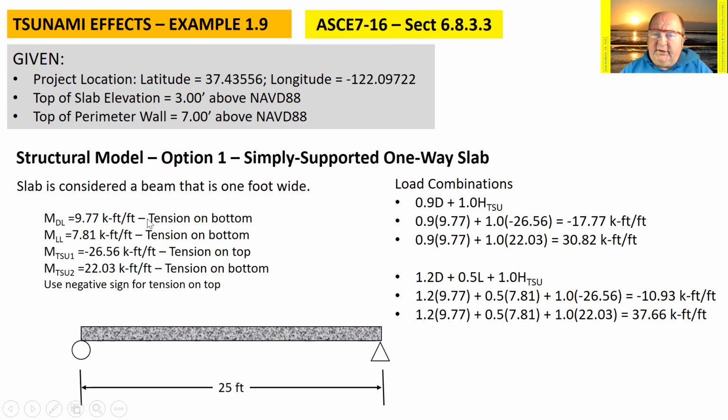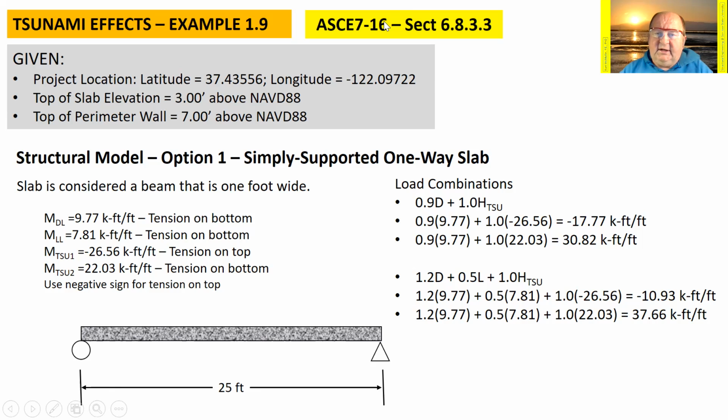So if I pull all these calculations together, I know the dead load moment and the live load moment. Now I have two different conditions for the tsunami wave. I only need to consider one at a time because they obviously don't both occur at the same time. I'm going to use a negative sign for this case where the tension is occurring on the top of the slab.